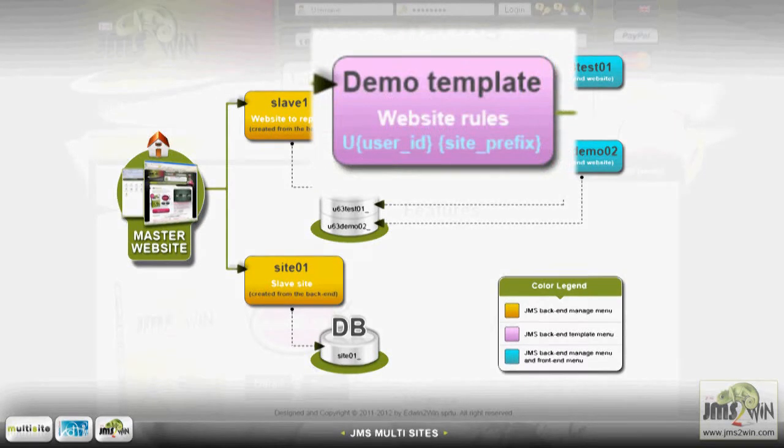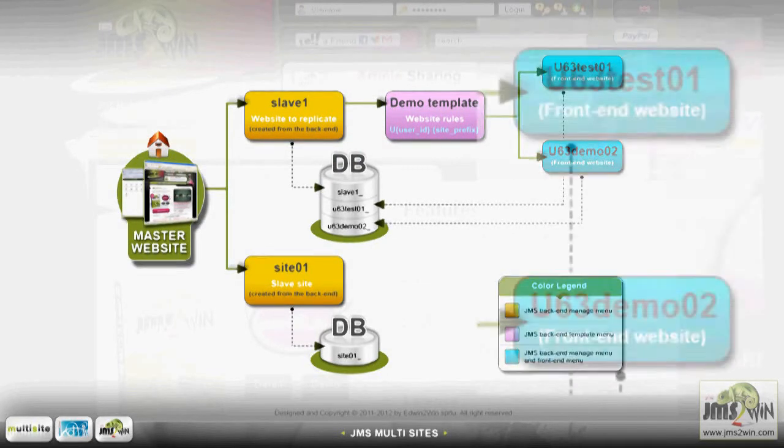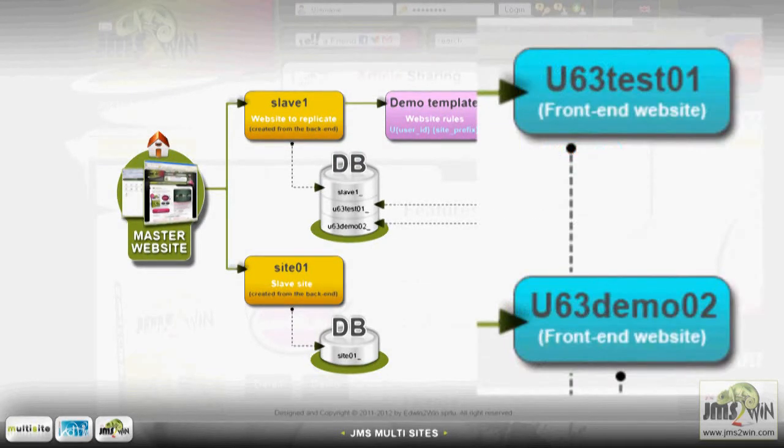The rule consists in computing the new site ID. Here it is based on a letter followed by the Joomla user ID and a prefix chosen by the user, in such a manner that the final website is created using this rule.